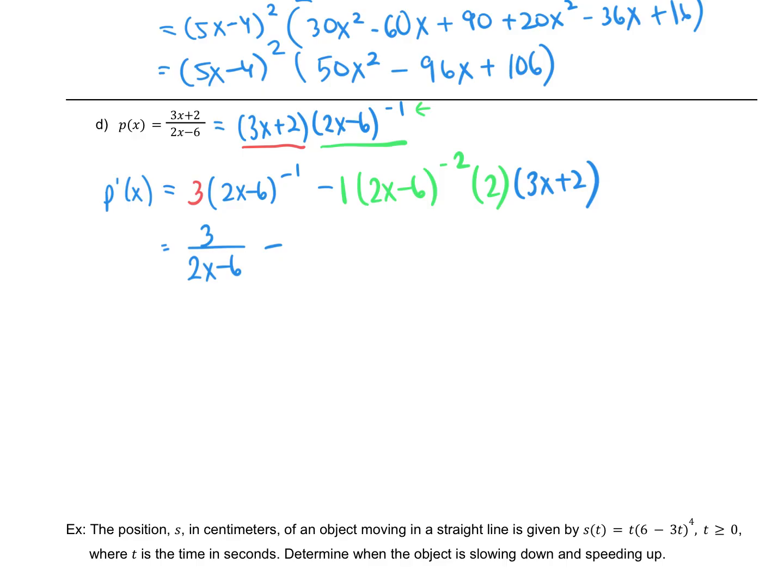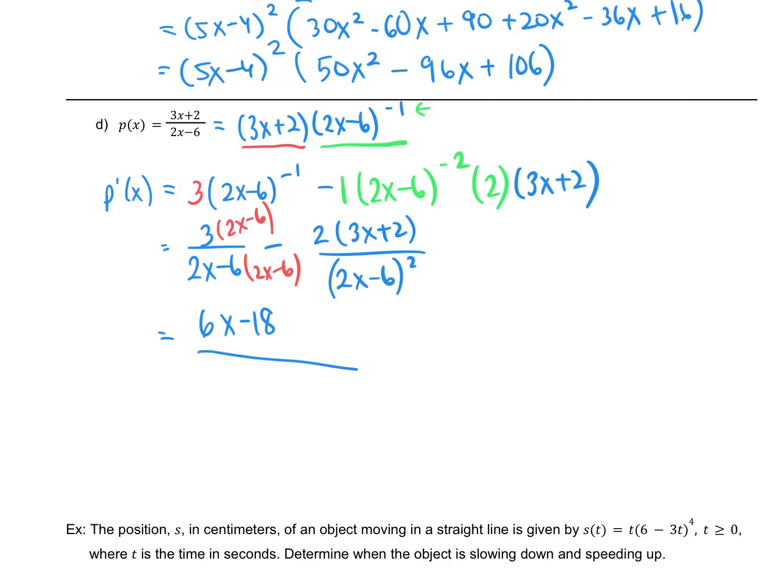The numerator will have the 1 times 2 is 2, times the 3x plus 2, and 2x minus 6 to the power of 2 will be in the denominator. I would like to unify these fractions, so I'm going to multiply top and bottom by 1 more 2x minus 6 bracket, so that we have 6x minus 18 for the first fraction. And here I'm distributing the -2 in, so minus 6x minus 4.